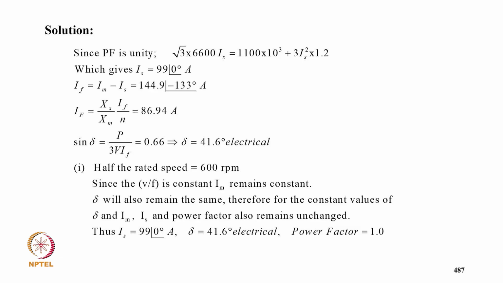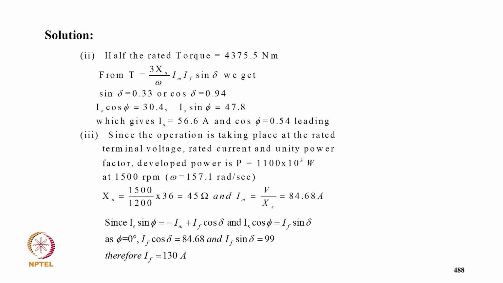And for half the rated speed, 600 rpm, the V by F is constant, so IM remains constant, so delta will remain the same. Therefore for constant values of delta and IM, IS and the power factor also remain unchanged, thus IS equal to 99 at the angle 0 and delta equal to 41.6 degree. Electrical power factor unity, and half the rated torque is 4,370.5 Newton meter from T equal to 3 XS upon omega IM IF sin delta, we get sin delta equal to 0.3 for delta 0.94, cos phi 30.4 and sin phi 47.8, IS equal to 56.6 and cos phi equal to 0.5.